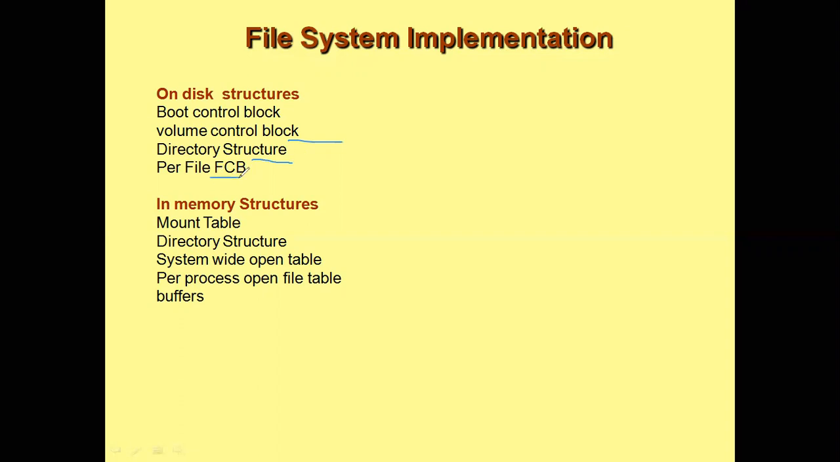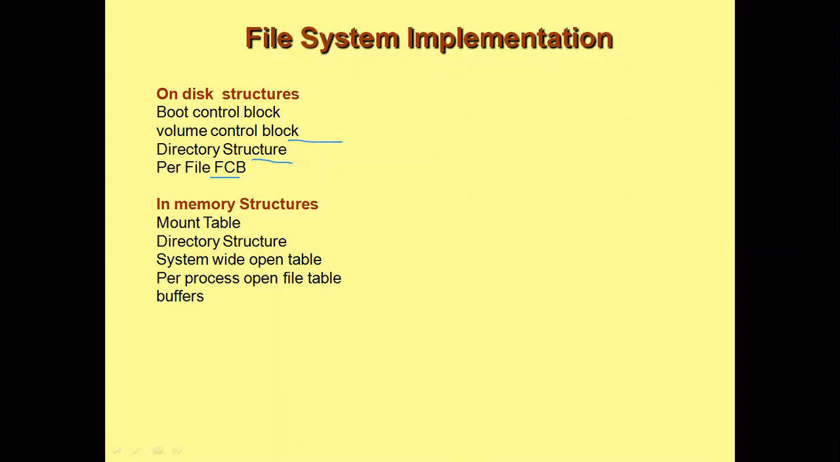Coming to the next one, which is the per-file FCB. As you all know, FCB is nothing but the file control block. For each file, there is a file control block and it contains details about the file. I had shown you in the previous slide what information the FCB has. It has a unique identifier, and it has a pointer to the directory structure where exactly that particular file is present.